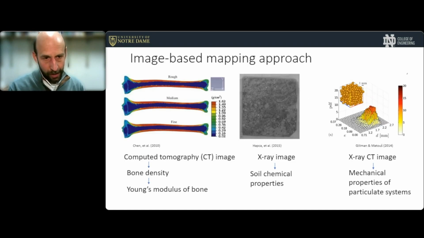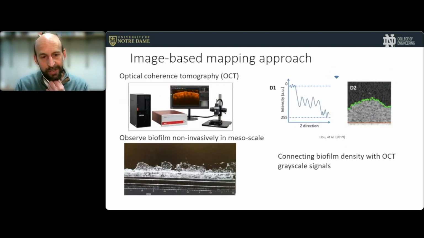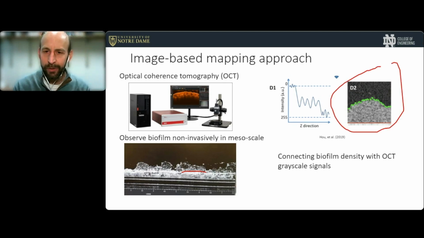So this is a technique that's been used in other fields. So for example, computed tomography is used to map bone density, or X-ray is used to map soil properties. And those properties can then be incorporated into models that use this to consider the heterogeneous distribution of mechanical properties of these materials. So we thought, well, maybe we could do the same with biofilms. I mean, we certainly saw changes in density within the biofilm interior, and other researchers had also found that there was a proportionality between cell density and OCT signal.